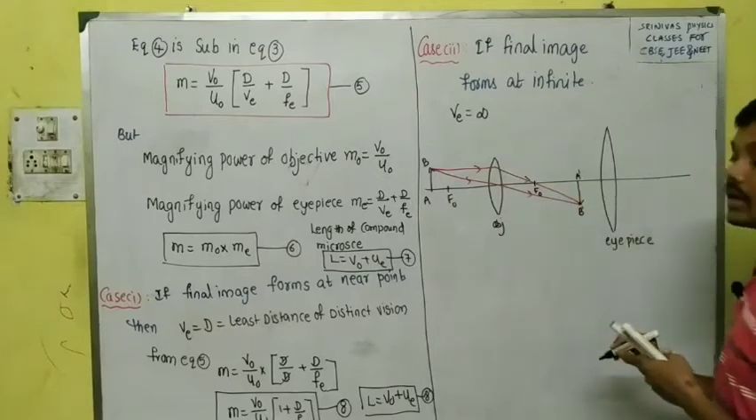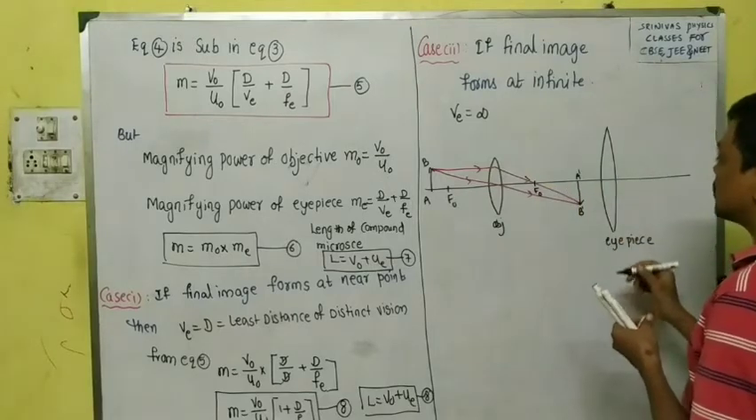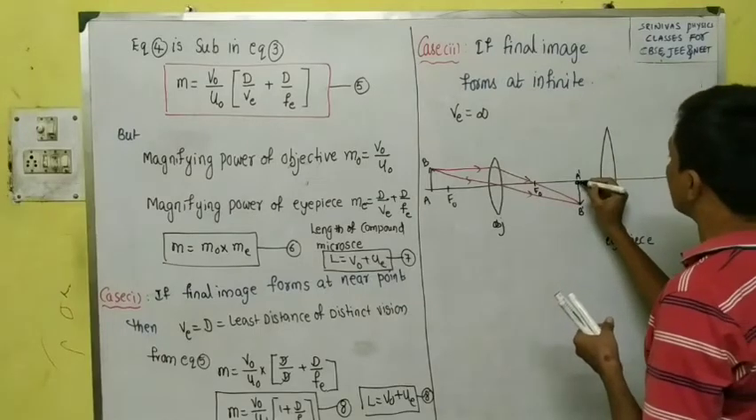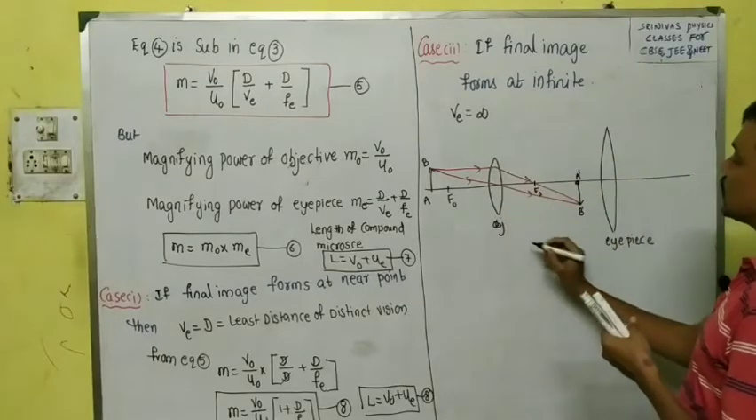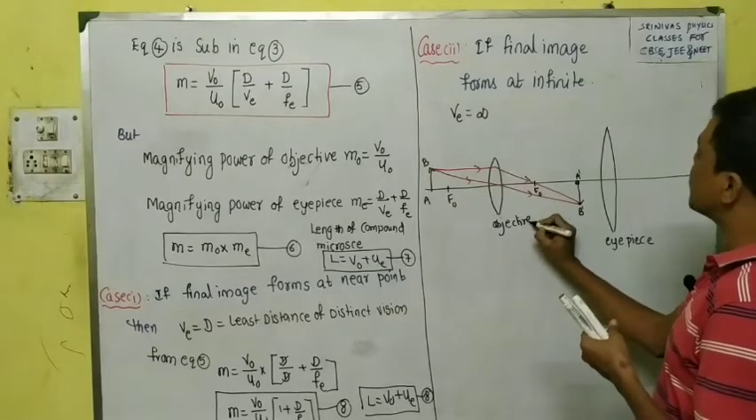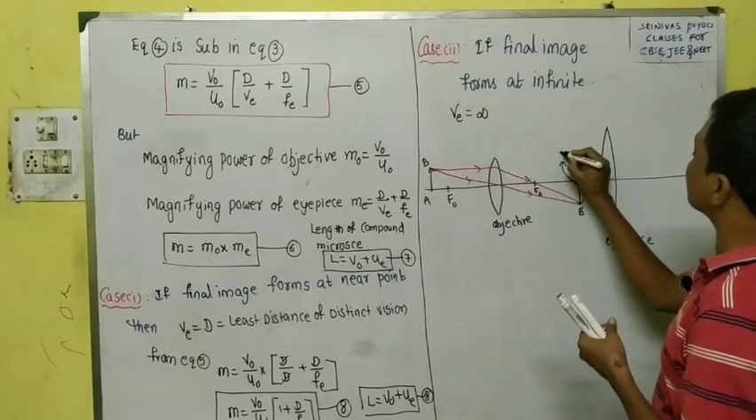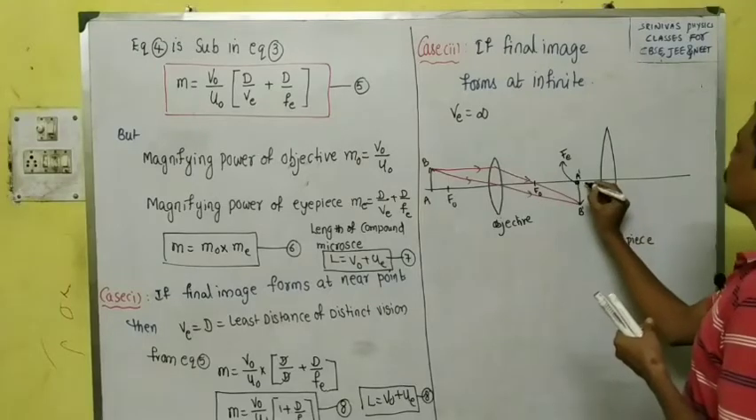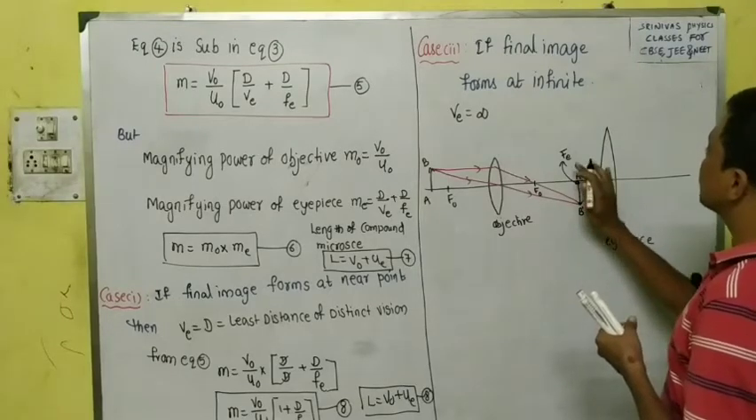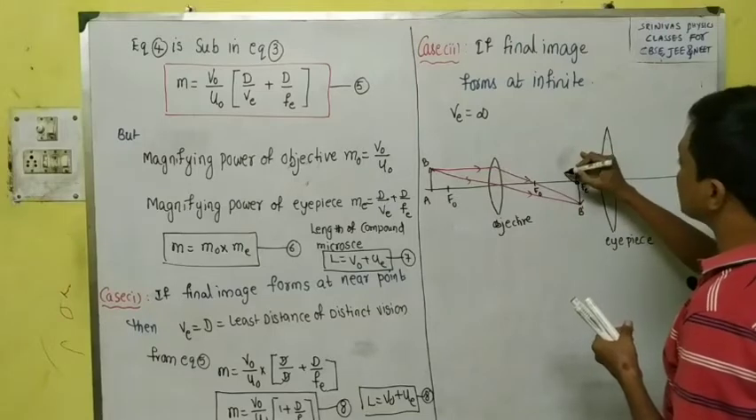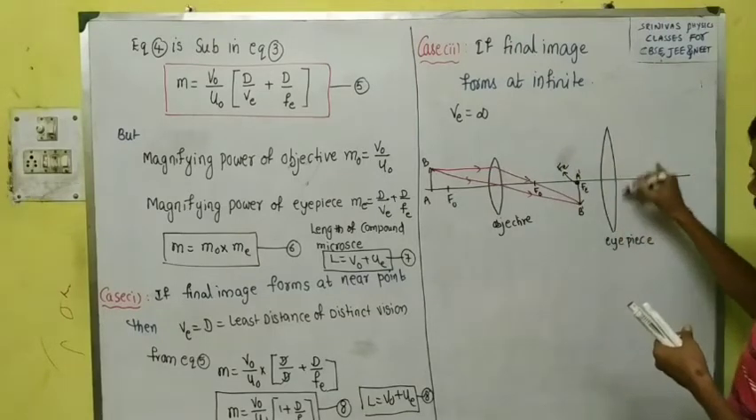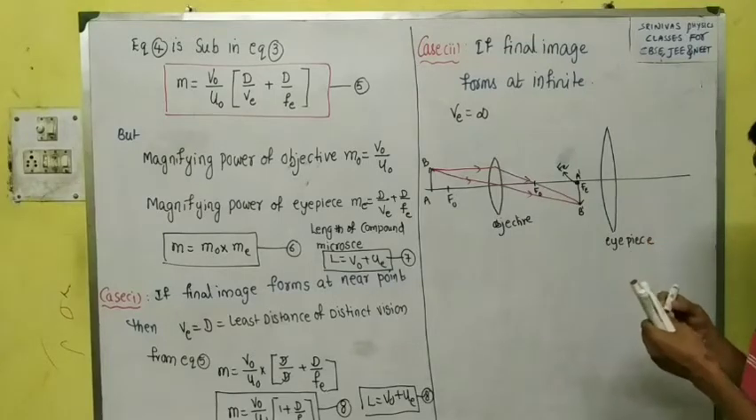This image will act as the object for the eyepiece. For example, if you adjust the eyepiece in such a way that the image A'B' formed by the objective lens is at the principal focus of the eyepiece, that is, at the location Fe, then what happens? When the object is at the principal focus of the eyepiece, the image automatically forms at infinity.